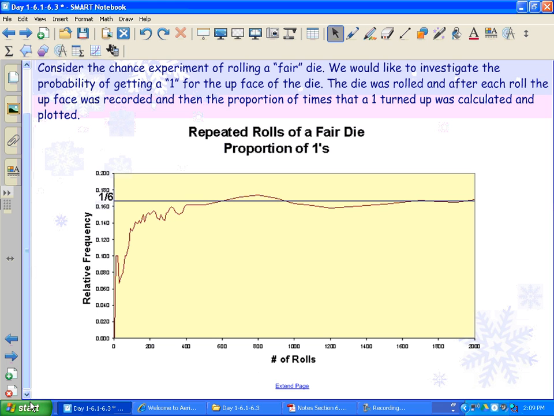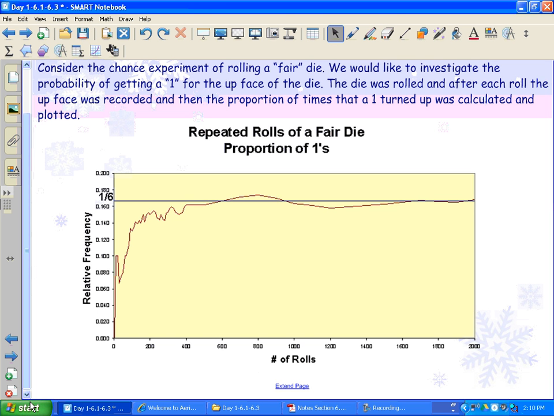I want you to see that their frequency gets really close to 1/6, the percentage 1/6. In fact, as we get over here, it's just right on the line. What's happening here? We happen to get a lot of 1s in a row. What happens over here? We happen to not roll a lot of 1s. Does that make sense? Okay.